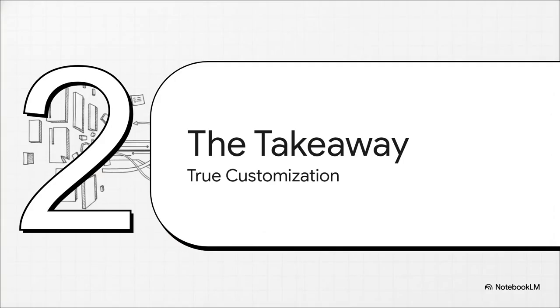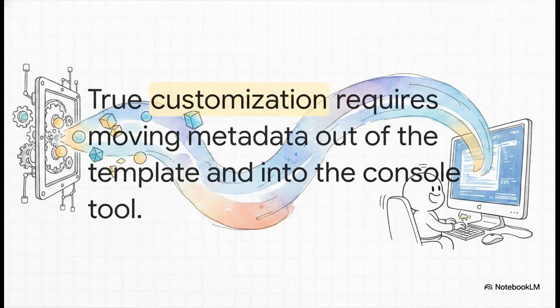And that leads us to Section 5, the dynamic customization takeaway. So what does this all actually mean? Why does this matter so much? It's because true customization requires moving metadata completely out of the template and into the console tool. Extracting these variables is the foundational step. It's the key that ultimately allows you to seamlessly update the publisher, the year, or the table of contents via really simple automated console commands.